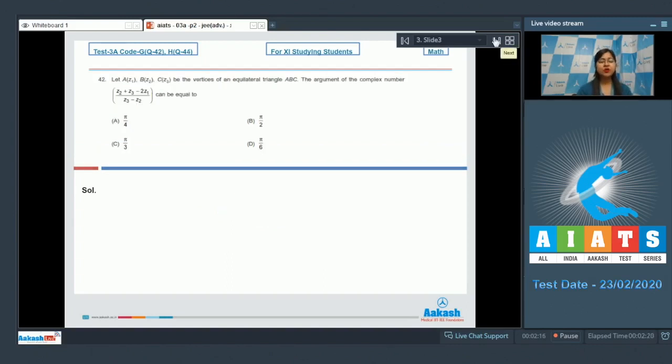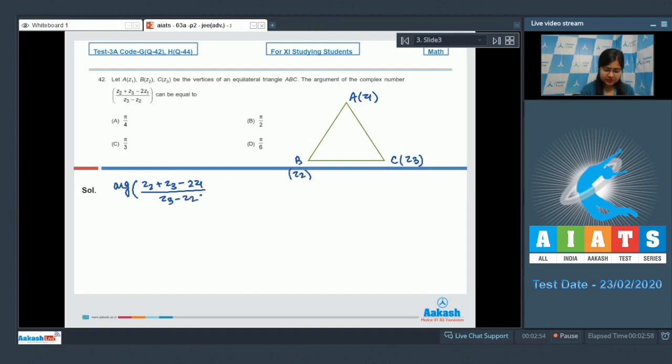Next is question number 42, which says let A, that is Z1, B, Z2, C, Z3 be the vertices of an equilateral triangle ABC. The argument of the complex number (Z2 plus Z3 minus 2 times Z1) whole divided by (Z3 minus Z2) can be equal to. So let us say this is an equilateral triangle A, B and C. So we have to find the argument of (Z2 plus Z3 minus 2Z1) divided by (Z3 minus Z2).